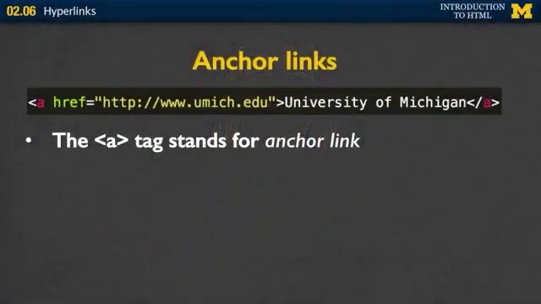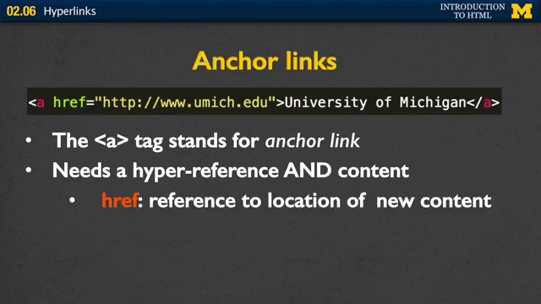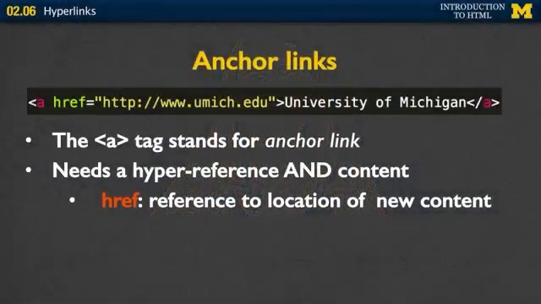Links are called anchor links, and that's where we get the A in the A tag. When you use an anchor tag, you're going to need to make sure that you have 2 different parts. You need a hyper reference and you need content. The hyper reference is just the reference to the location of the new content. So in this case, I used http://www.umich.edu. That tells the browser, if somebody clicks on this link, this is where I want you to request the new page from.